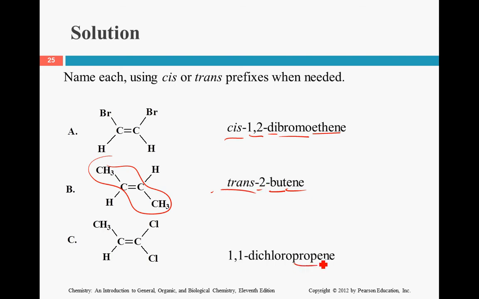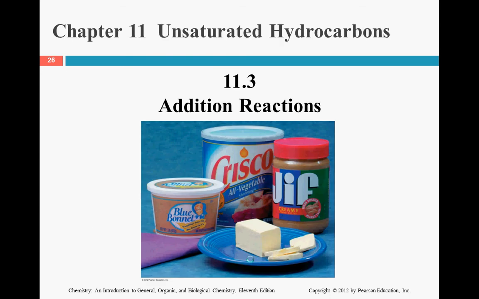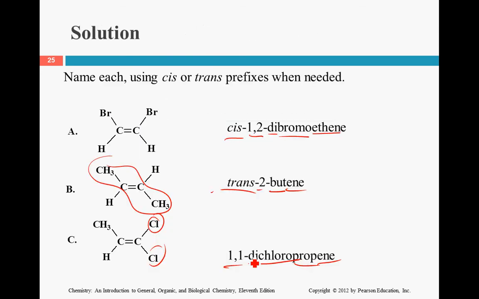Prop-, because there's 3 carbons. E-N-E, because of the double bond. Dichloro, because there's 2 chlorines. And 1,1, because that's where the chlorines are. You'll notice that we did not bother putting cis or trans here because the chlorines are identical on that same carbon. Right, and that is all of section 2 using cis and trans isomers.